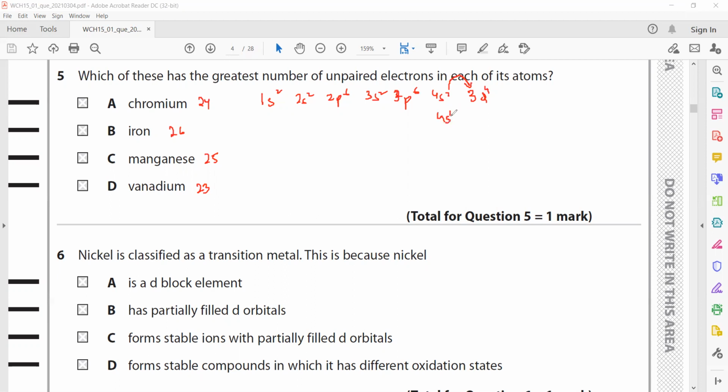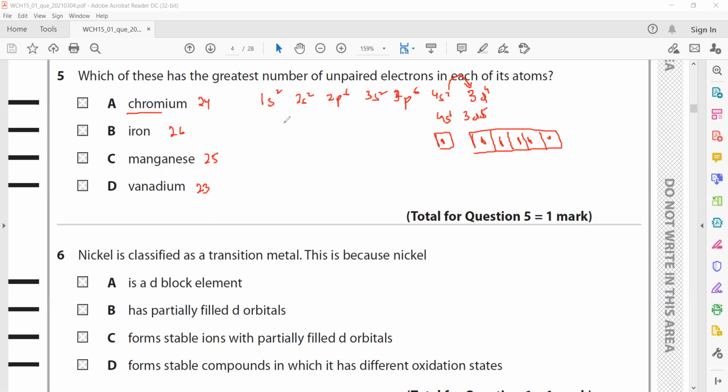So it will make 4s1 and 3d5. So 4s1 is unpaired, and 3d5 also means 5 unpaired. So 5 plus 1, 6 unpaired electrons are there in chromium.